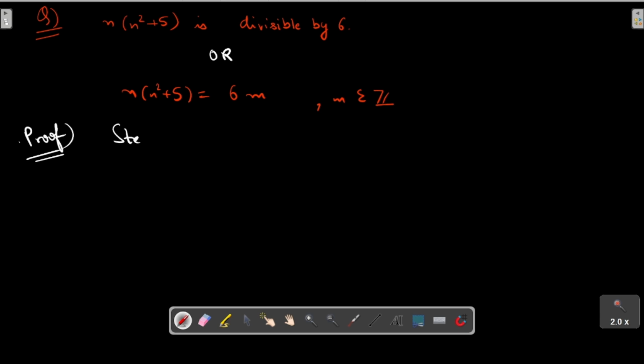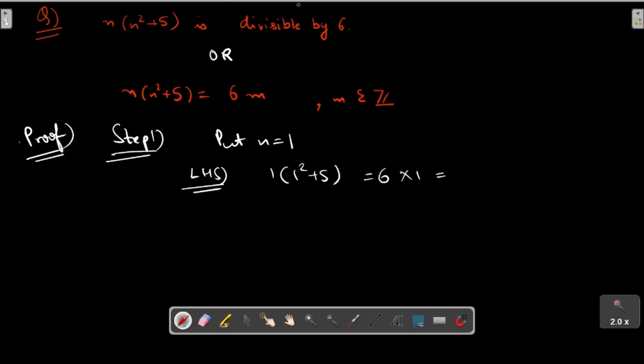Proof. What does step 1 say? Put n is equal to 1. So what does my LHS become? 1 square plus 5, that is 6. So that is divisible by 6, right? It is equal to 6 times 1, so that is in the RHS type format, where m is 1. So hence we can say it is true for n is equal to 1. Now let's do step 2.